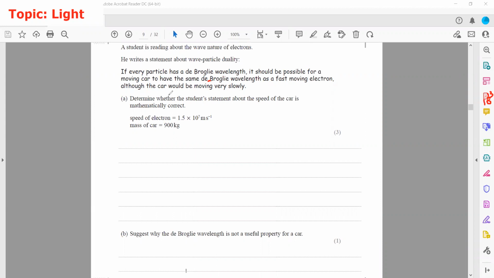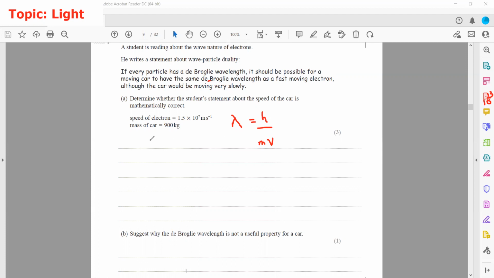So the student suggests that it is possible for a moving car to have the same wavelength as a moving electron. We have to show mathematically whether this is correct or not. So how can we show it mathematically? Lambda is equal to h over mv. That is the formula which relates the momentum and the wavelength and explains wave-particle duality.